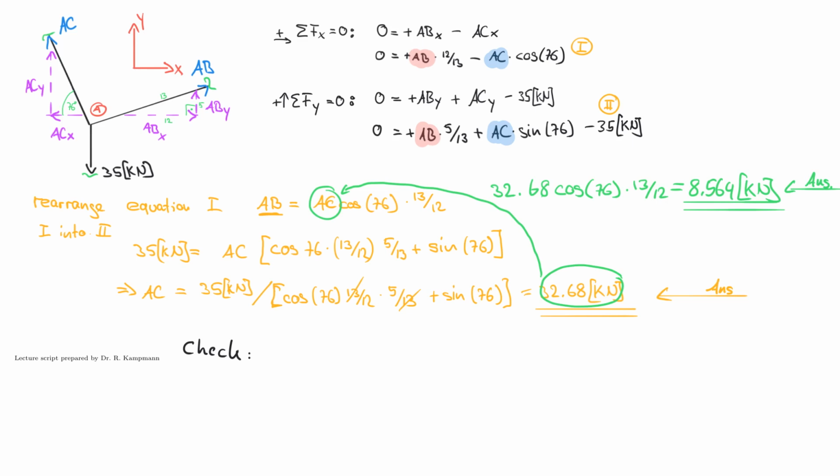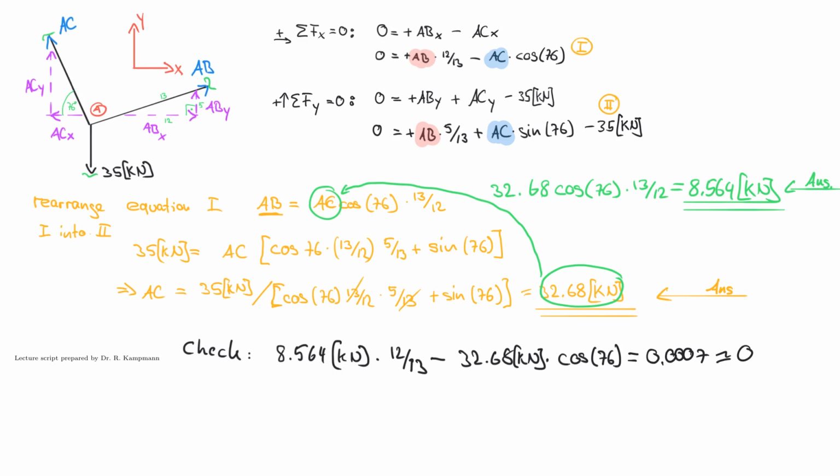So AB would be 8.564 kilonewton multiplied by 12/13 minus AC, which is 32.68 kilonewton multiplied by the cosine of 76. And if I type that into my calculator, I end up with 0.0007 something, which effectively is 0, at least for engineers.